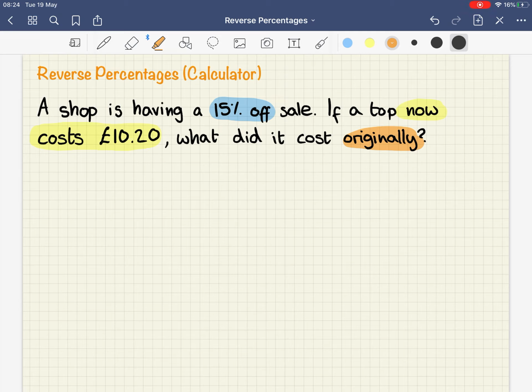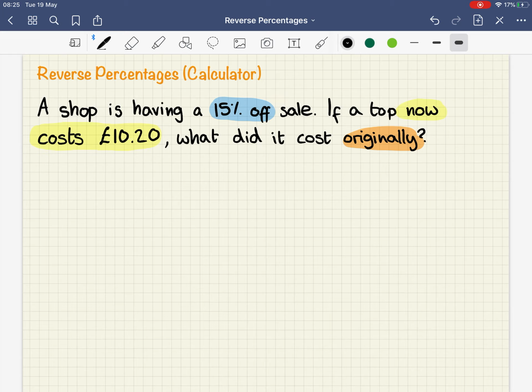So one of the ways to help us identify a reverse percentage is trying to look for a sort of present and a past kind of thing going on in the question. So we're told something is now £10.20. Something has now already had that 15% off. And so that's our present. And then it's asking what did it cost originally. So it's asking what did it cost in the past. And think reverse, we're going backwards. We're wanting to find out what something was before. So that is how it's going to highlight to me to identify that this is a reverse percentage.